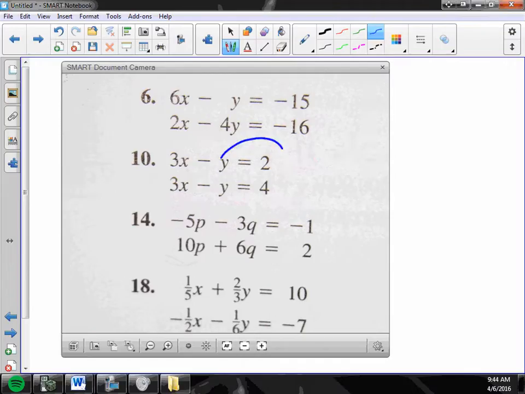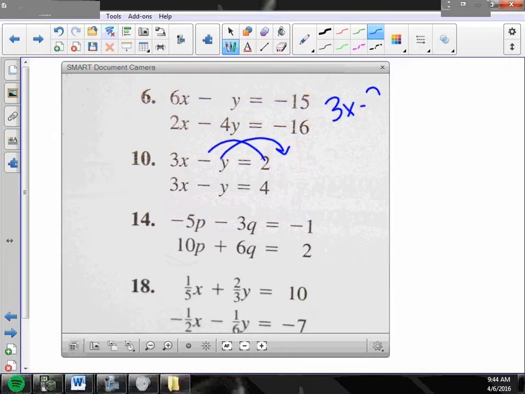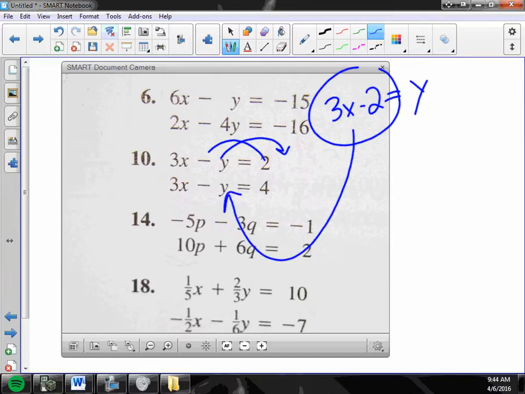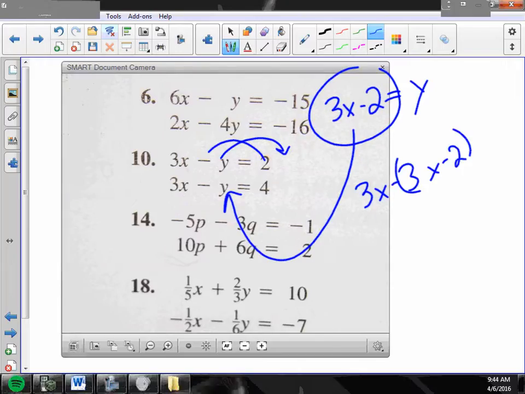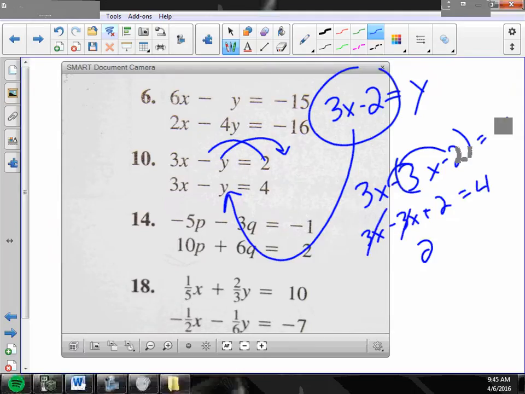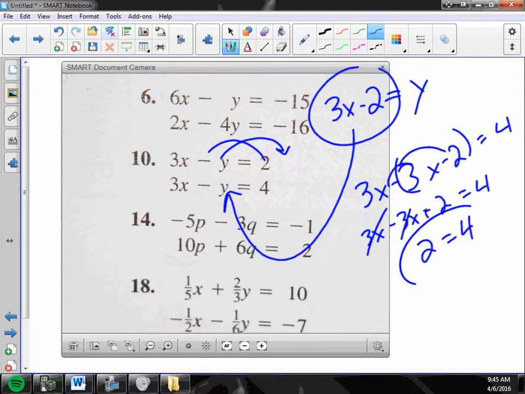So I'm going to add y over here and subtract 2. So 3x minus 2 equals y. And then I'm going to substitute that in for y. And I get 3x minus 3x minus 2 equals 4. And I need to distribute this negative. So 3x minus 3x plus 2 equals 4. And I'm left with 2 equals 4. What does that mean?